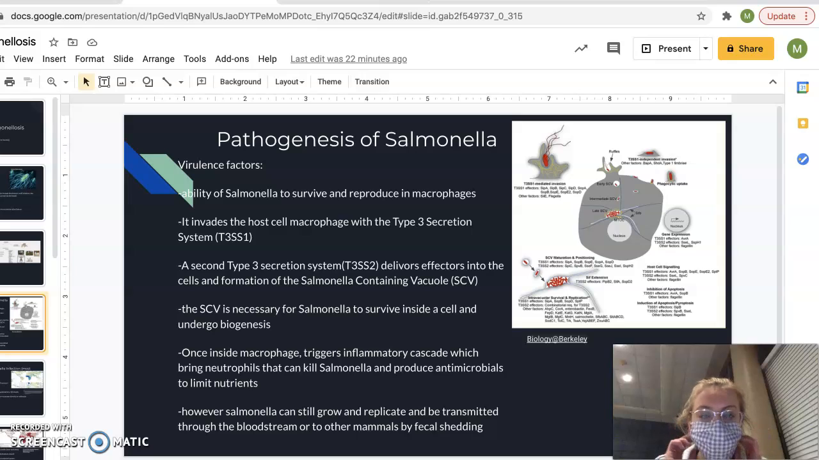Once inside the macrophage, the body triggers an inflammatory cascade, which brings a bunch of neutrophils to the site, and that can kill the Salmonella and produce antimicrobials to limit the nutrients in the gut. Except Salmonella can still grow and replicate even though there are not that many nutrients, and they can be transmitted through the bloodstream or to other mammals by fecal shedding.